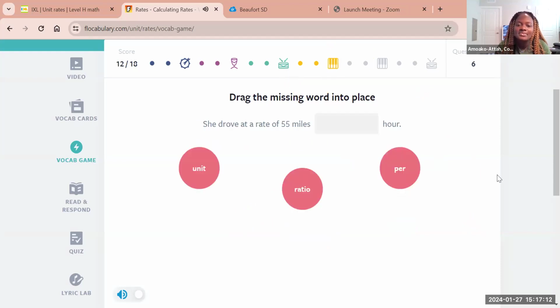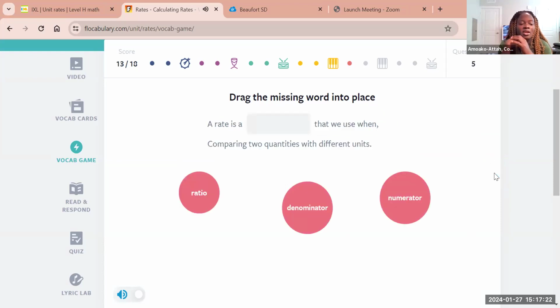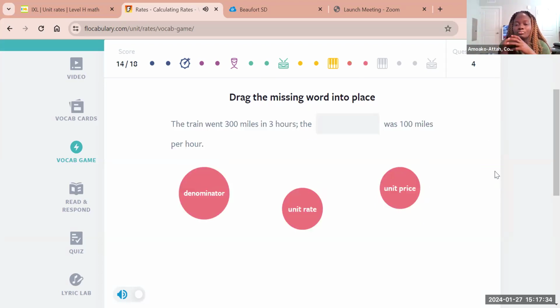So, guys. He drove at a rate of 55 miles per hour. That is fair. A rate is a yes, guys. It is a ratio when comparing two quantities of different units. Yes. Green went 300 miles in 3 hours. The unit rate is 100 miles per hour.